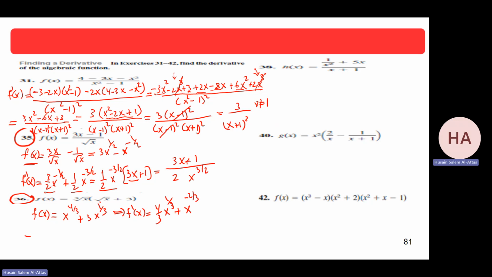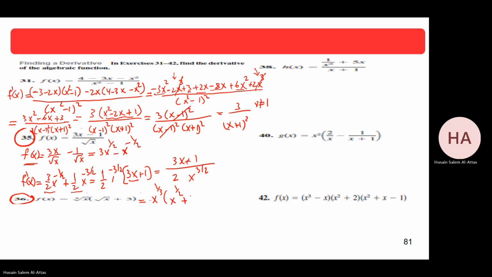Now I can simplify this. Wait a minute. This is not 1. Sorry for that. I thought this was x. This is square root of x. Okay, so let me rewrite it: x to the power 1 over 3 times x to the power half plus 3.